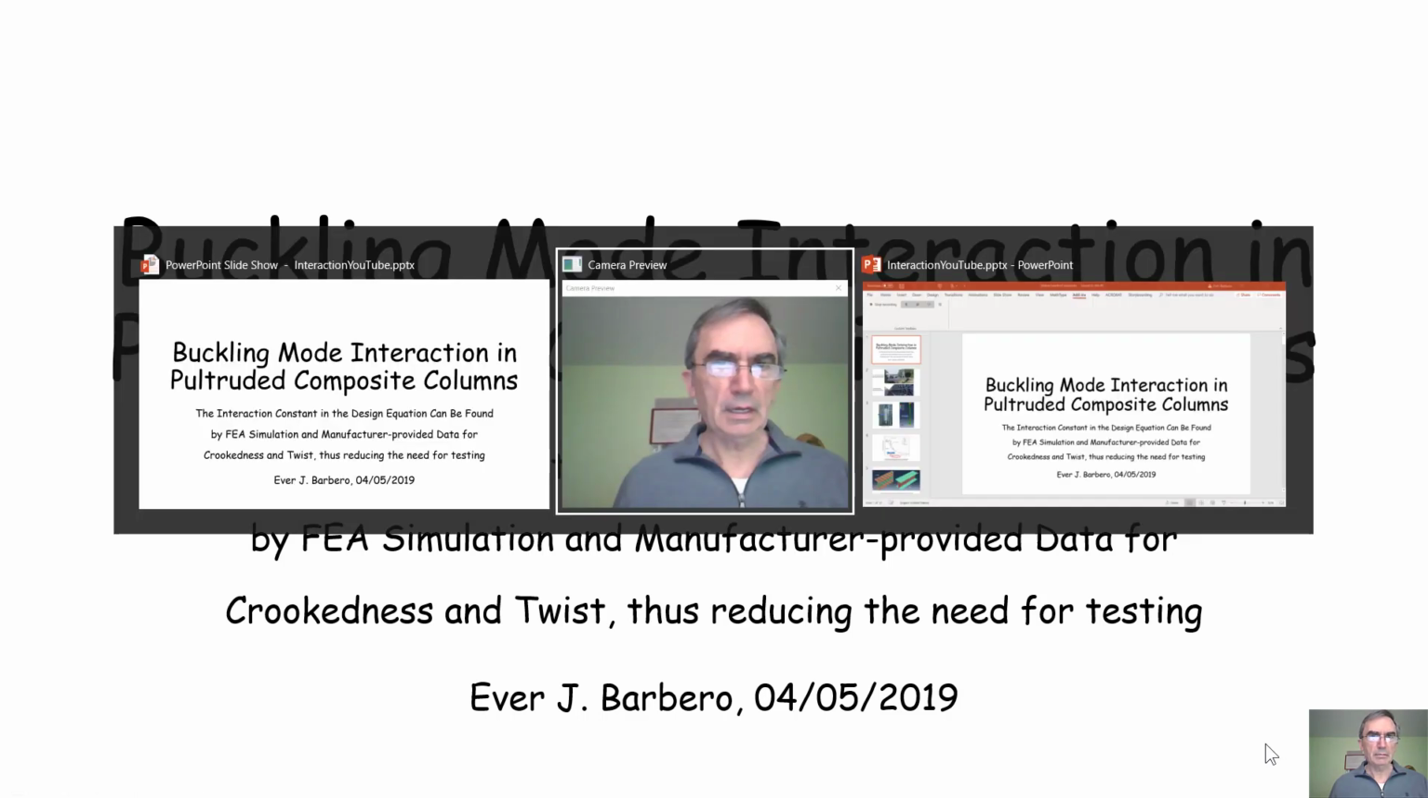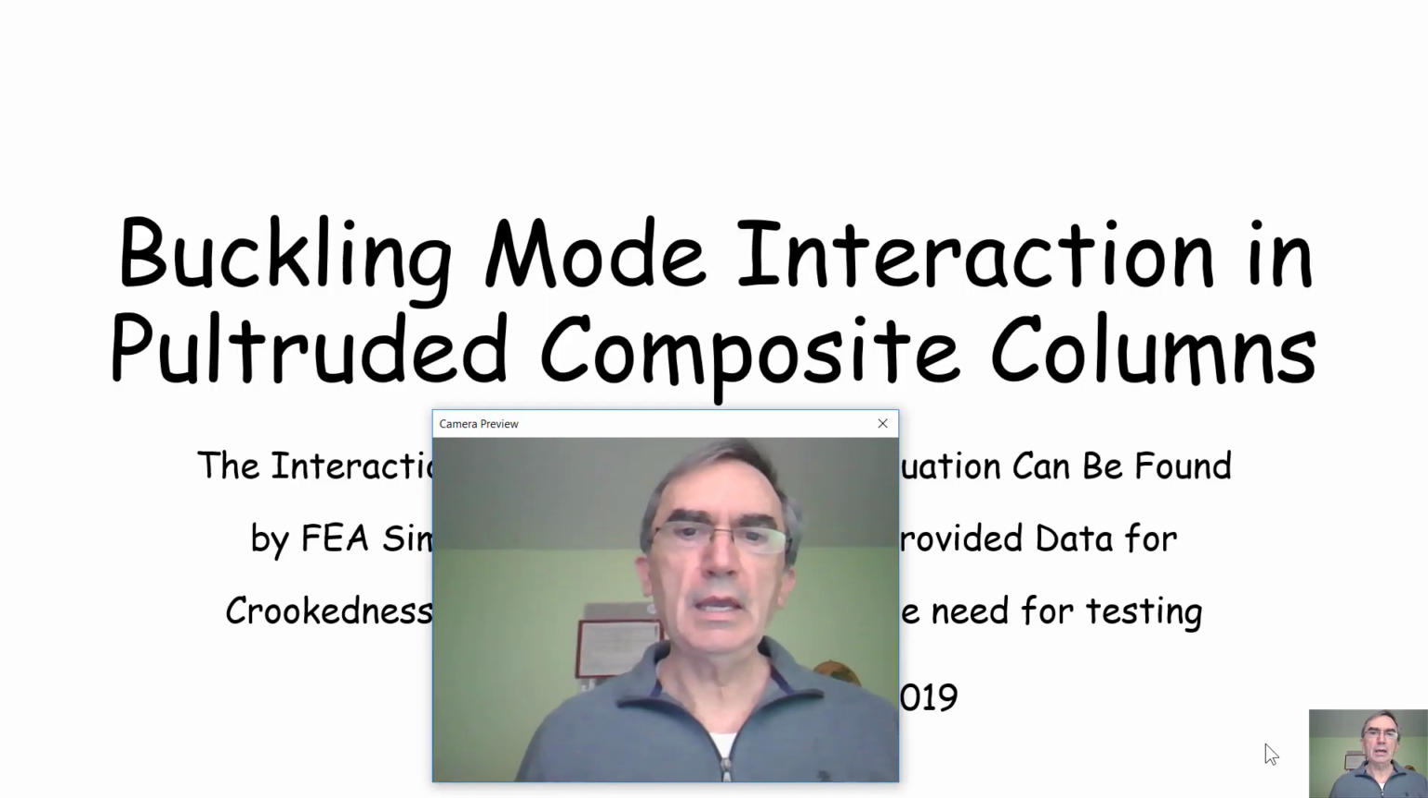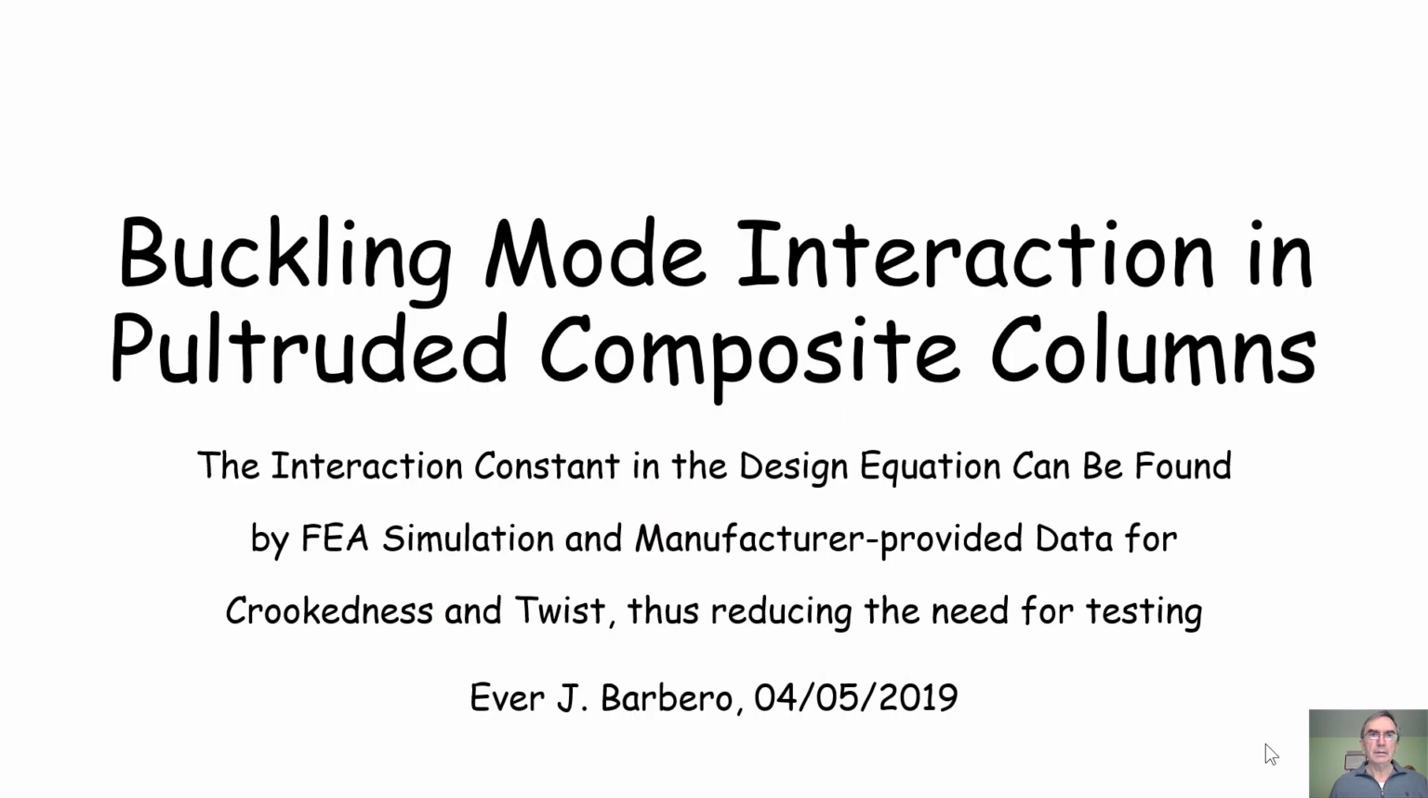Hello, my name is Eber Barbero, and today I want to talk about buckling mode interaction in pultruded composite columns. By the end of the presentation, I want to reach the conclusion that the interaction constant in the design equation, which I will show you, can be found by FEA simulation plus manufacturer-provided data for crookedness and twist of the product, thus reducing the need for testing.